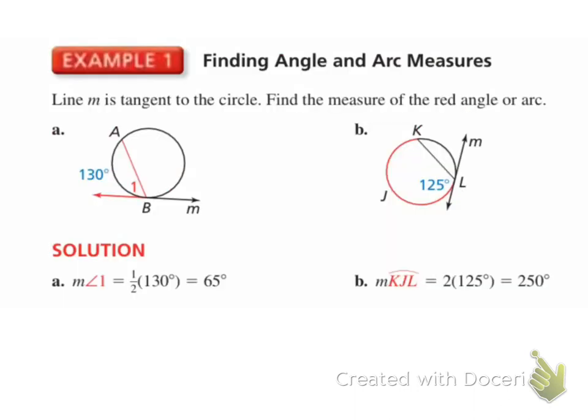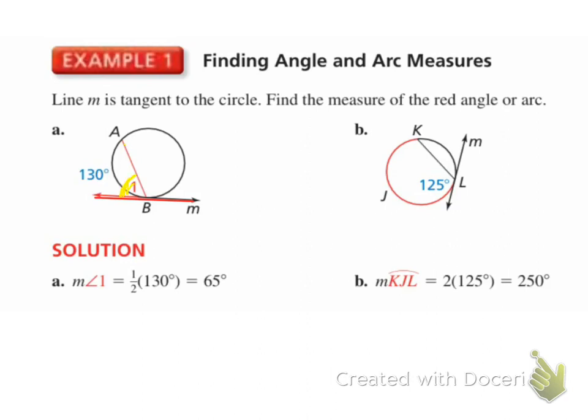Here we have been given a line segment that is tangent to the circle, and we have to find the measure of the red angle or arc. So what we have to do is find the measure of this angle.